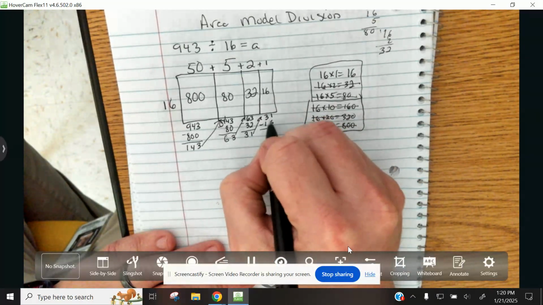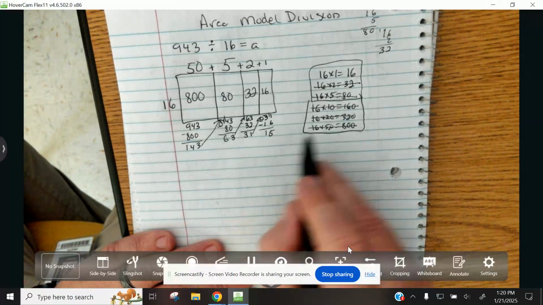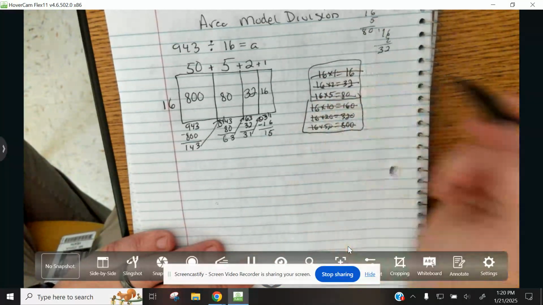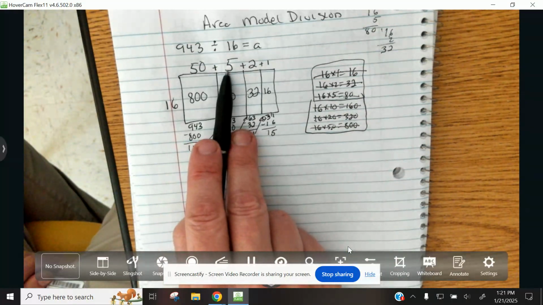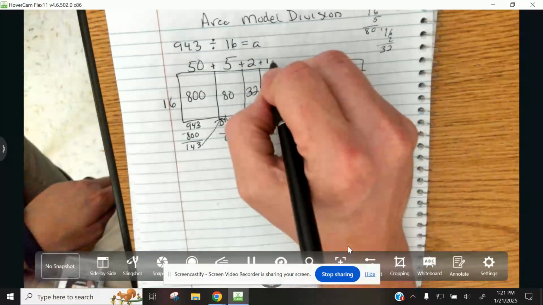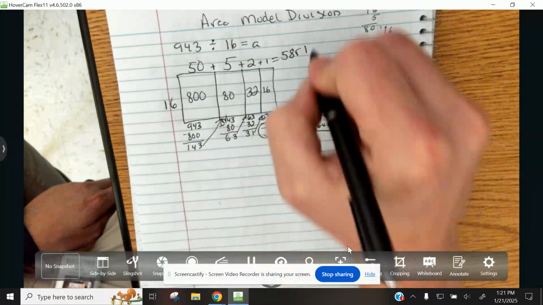Subtract by 16. Regroup as necessary. And I have 15 left over. Can I use 16 again? Nope. So now I have my answer. So I'm going to add up all my partials here. 50, 5, 2, 1. So I have 58, remainder 15.